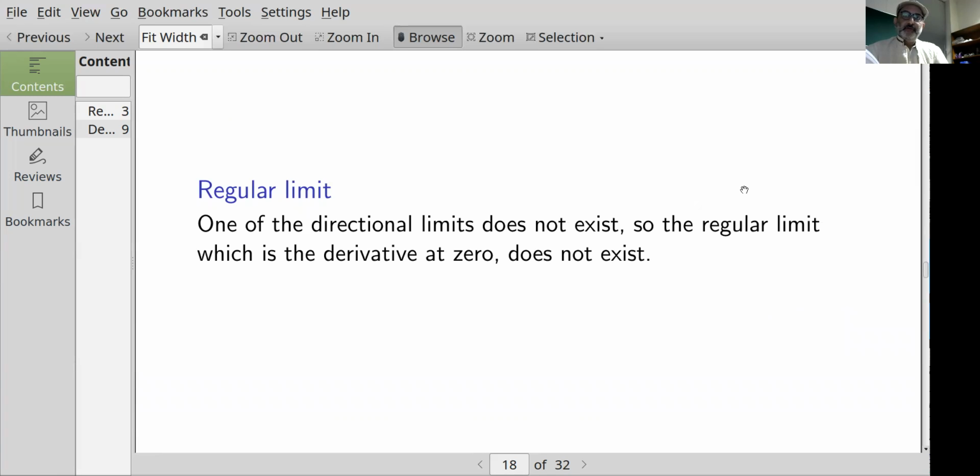Okay, so then what do we have? We have that one of the directional limits does not exist, so the regular limit, which is the derivative at 0, does not exist.